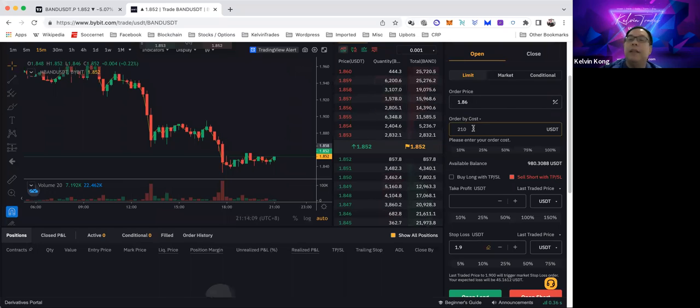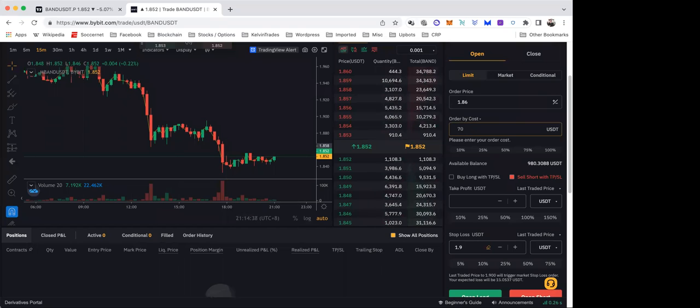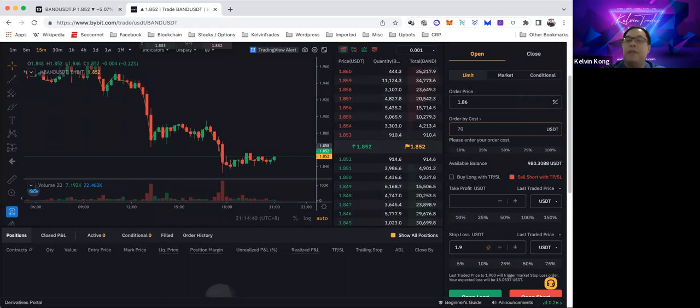Which means for each order, we need to divide this figure by 3. Divide by 3 is how much? 70. So that means first order at 1.86, we can only put in 70, not 210. Not 1.86 at 210, 1.87 at 210, 1.88 at 210.